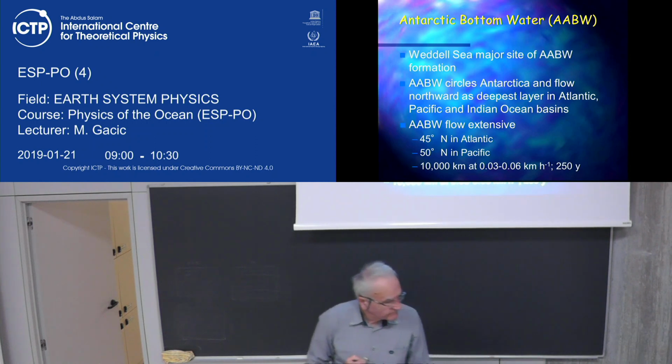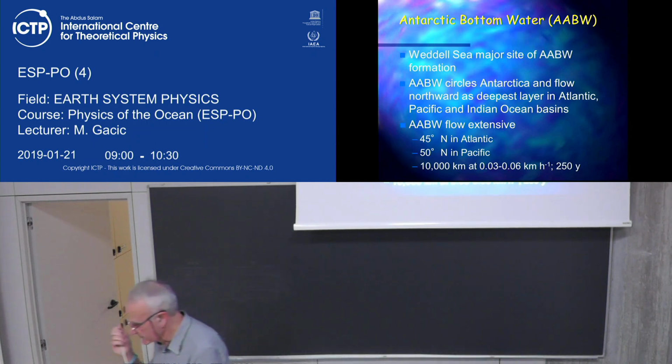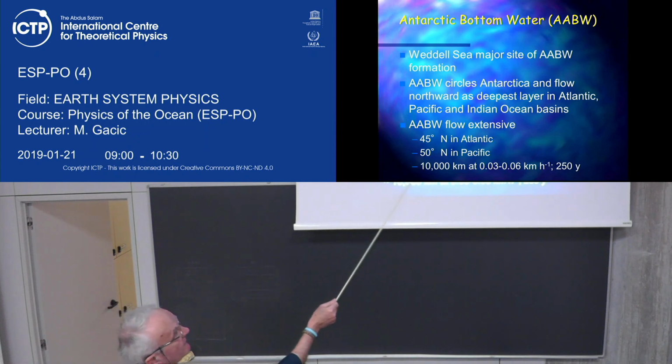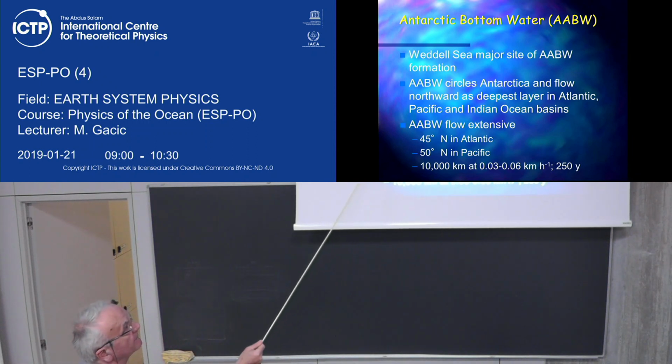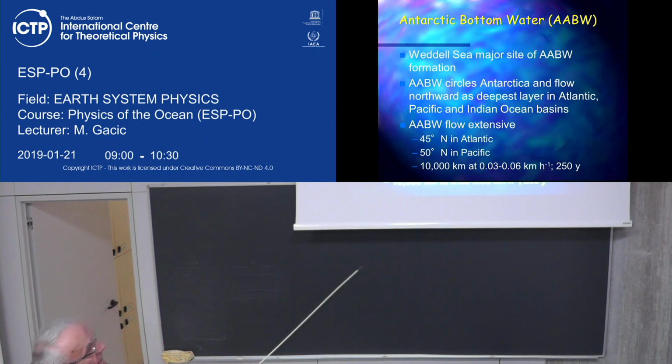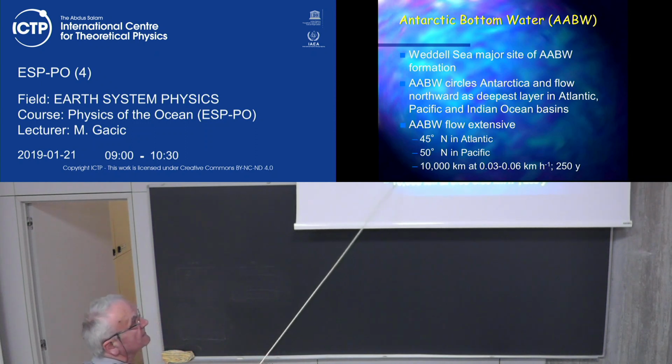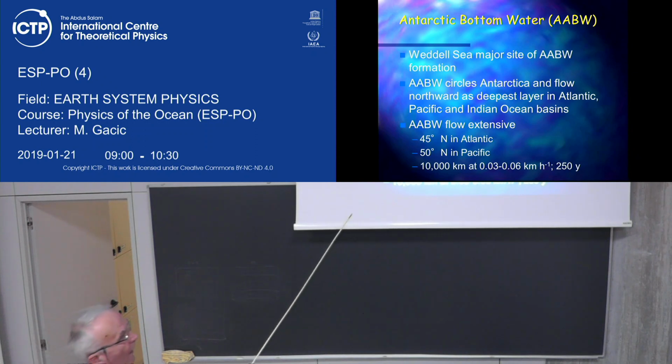So the major site of the Antarctic bottom water is the Weddell Sea, and it flows northward as the deepest layer in the Atlantic, Pacific, and Indian Ocean basins. Antarctic water is very extensive. It goes in the Pacific 50 degrees and in the Atlantic 45 degrees.